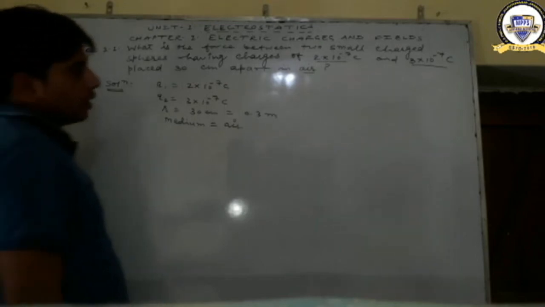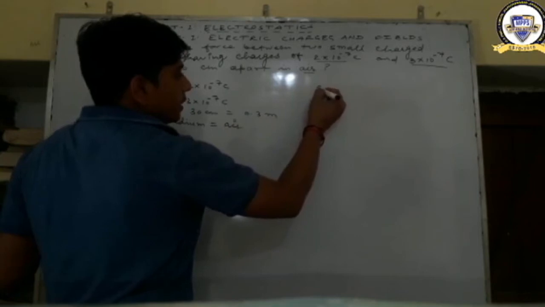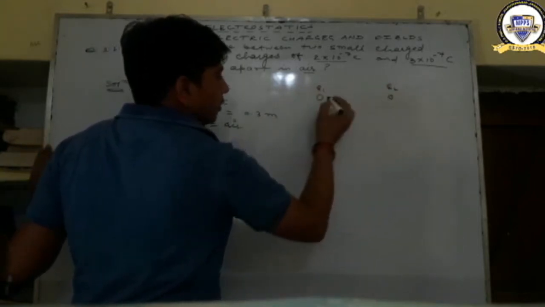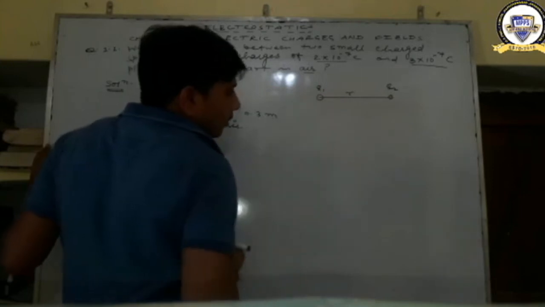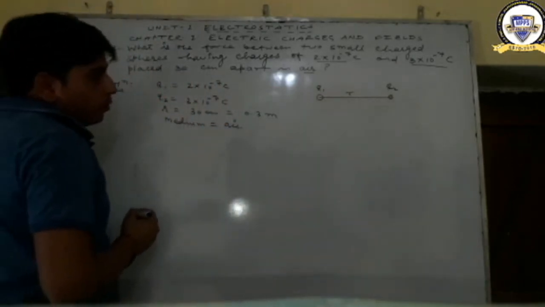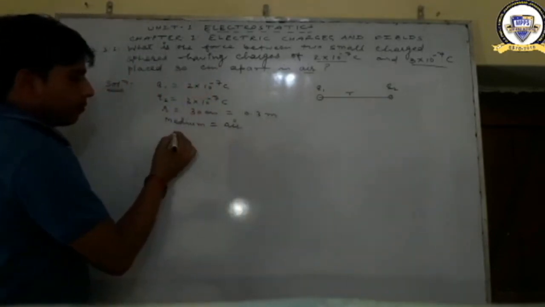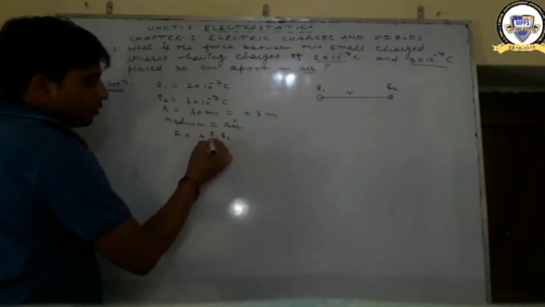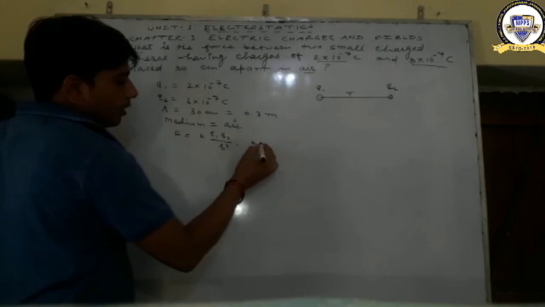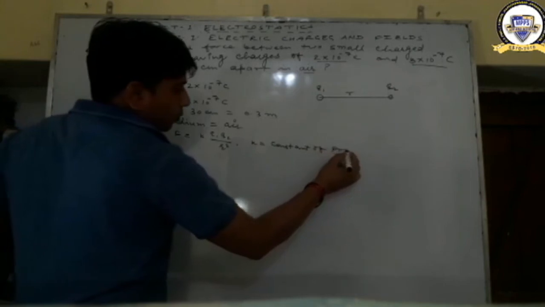Here, according to Coulomb's law, if there are two stationary charges Q1 and Q2, separated by a small distance r, then the force acting between these two charges will be F is equal to K Q1 Q2 upon r square, where K is the constant of proportionality.